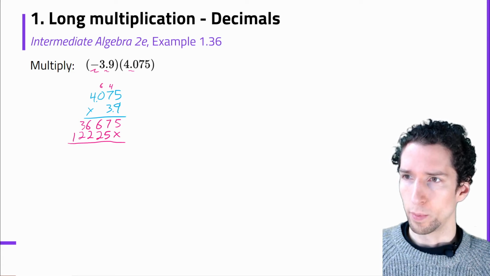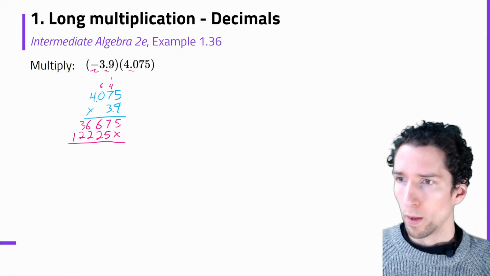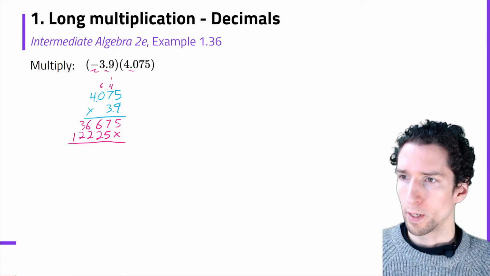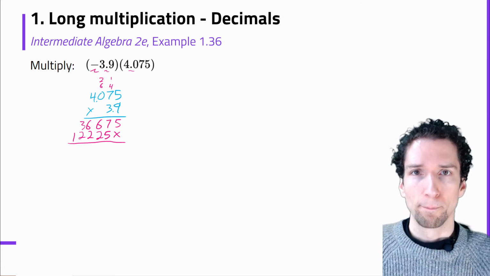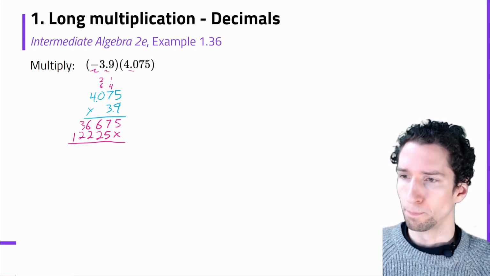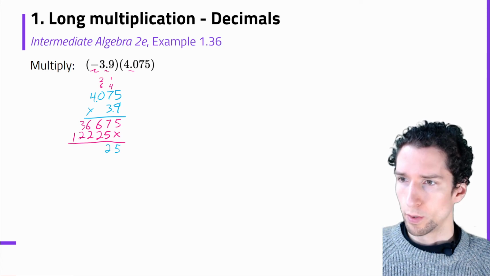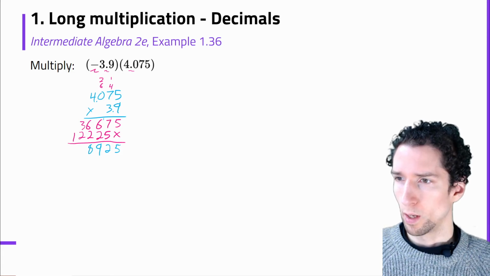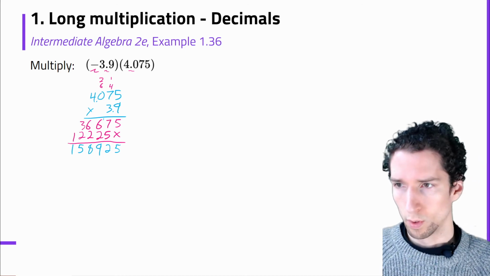3 times 5 would be 15. Carry a 1. So 5, carry a 1. 3 times 7 here, 21, plus that 1, 22. Carry a 2. 3 and 0, 0, but that 2. There, 3 times 4, 12. Okay, so it worked out. We got the right number there. All right, so 5, and that's 12. 2, carry a 1, and that's 9, and 8, and 5, and 1. Okay, so this is not our answer.